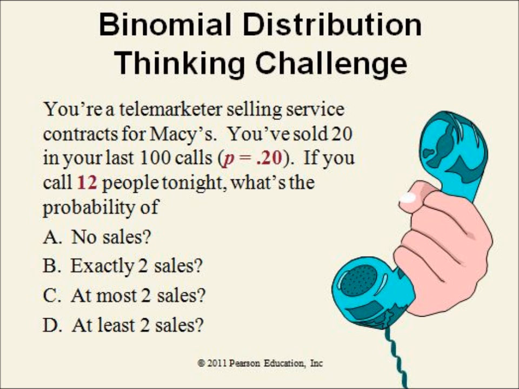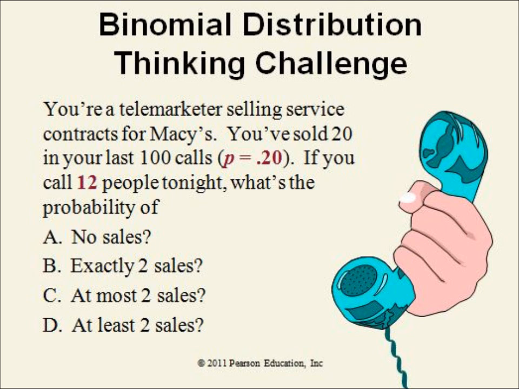So let's start. No sales is easy, that's easy to understand anyway. Exactly 2 sales is also easy. And then at most 2. So what does at most 2 mean? Well, it means we'd only sell 2 at the max, but it also would include the sample space of selling once or selling 0 times.